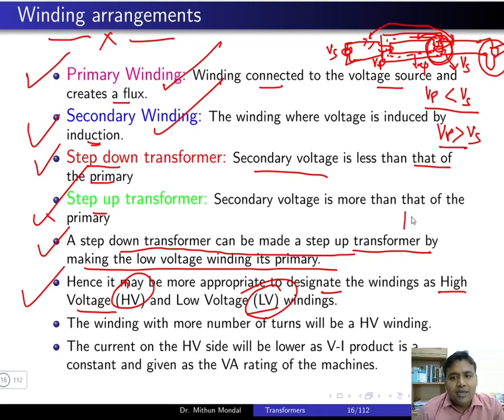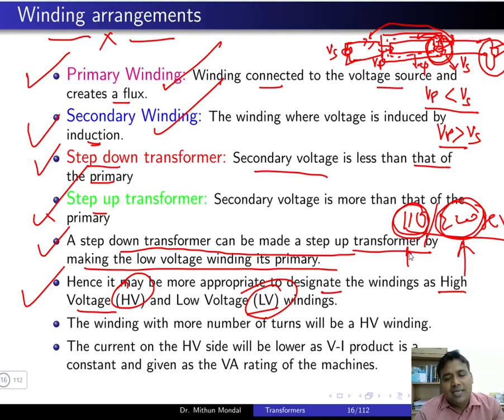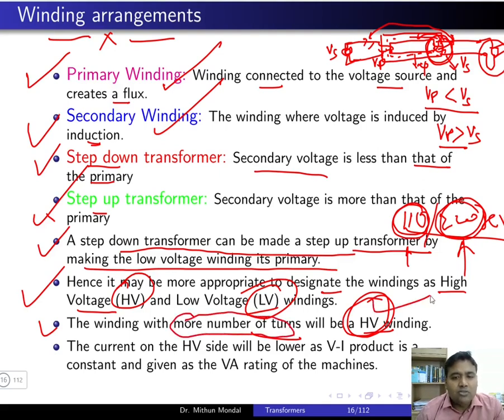So if I say 110 by 220 kV, the meaning is that 110 is the low voltage side and 220 is the high voltage side. Now it depends upon the user whether he wants to make this side primary or this side primary and take the other side to be the secondary. The winding with more number of turns will be the high voltage winding. So obviously the turns will be a governing factor to decide whether it is a high voltage or low voltage winding. The winding having more number of turns is the high voltage winding, and the one with fewer turns will be the low voltage winding.